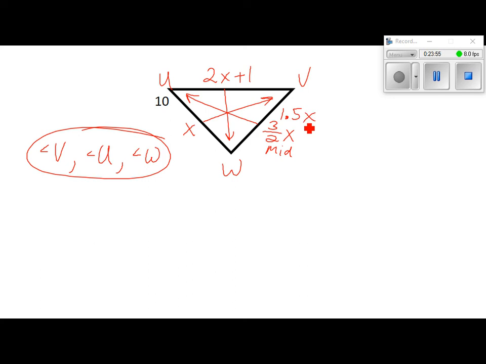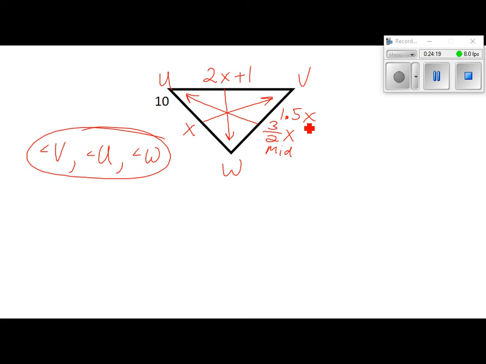So angle V is the smallest, angle U is the middle angle, angle W has to be the largest. Do we know the measure of angle W? Do we know it's more than 80? Do we know it's more than 50? Not really. There's nothing we really know about it. We just know it's the biggest in that triangle.